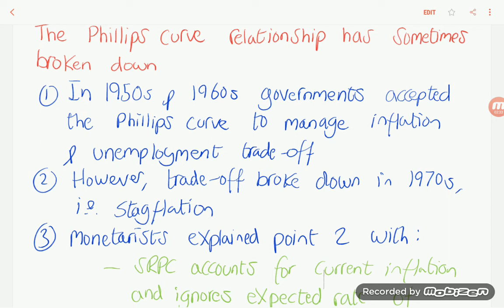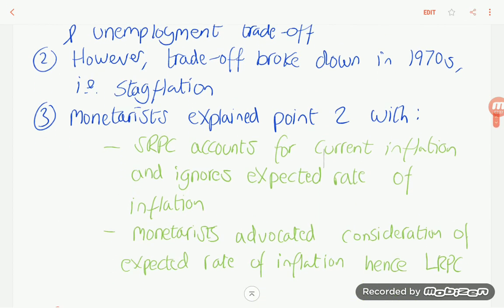It was monetarist economists who put forward an explanation for this. They said that the short-run Phillips curve only takes into account the current rate of inflation. It doesn't take into account the influence of the expected rate of inflation. That's where the long-run Phillips curve comes in.